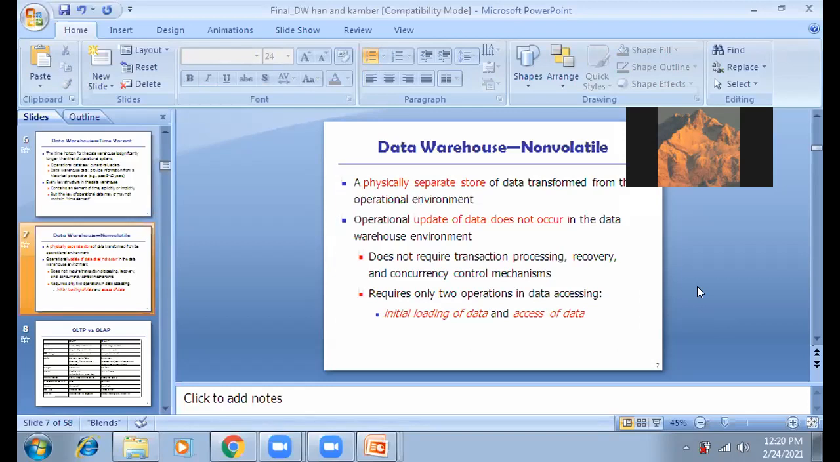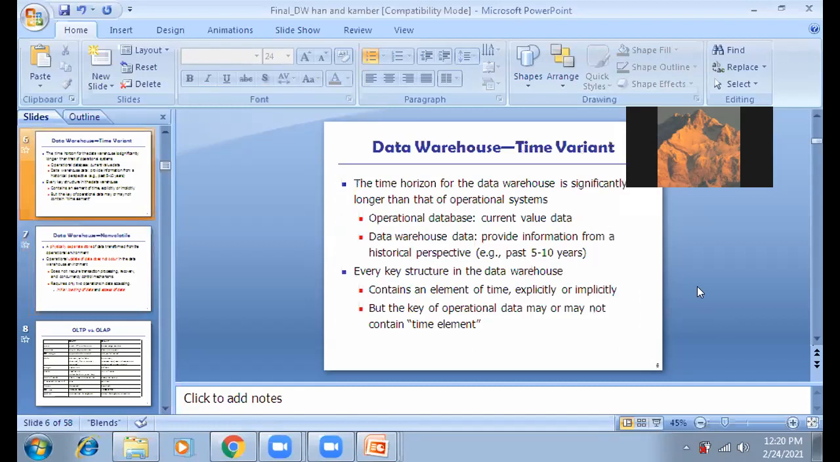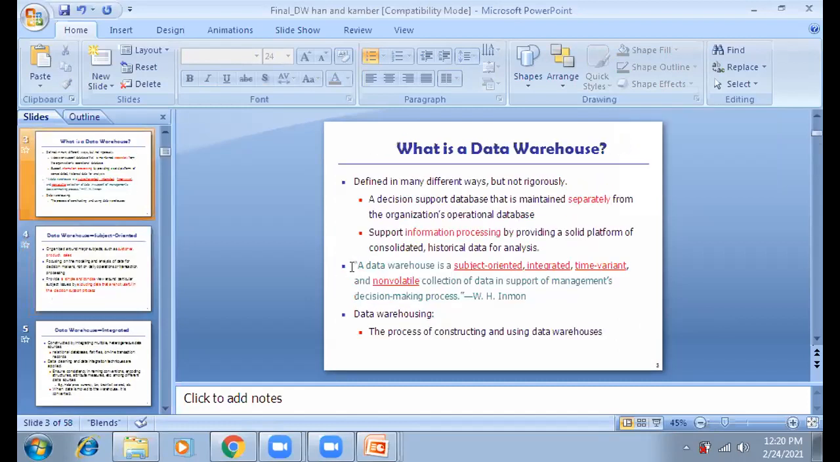So your data warehouse definition, the actual definition of data warehouse, which has been given by William H. Inmon, has been written in this line: a data warehouse is a subject-oriented, integrated, time-variant, and non-volatile collection of data in support of management's decision-making process. Okay. So these are the various definitions of data warehouse and its features.